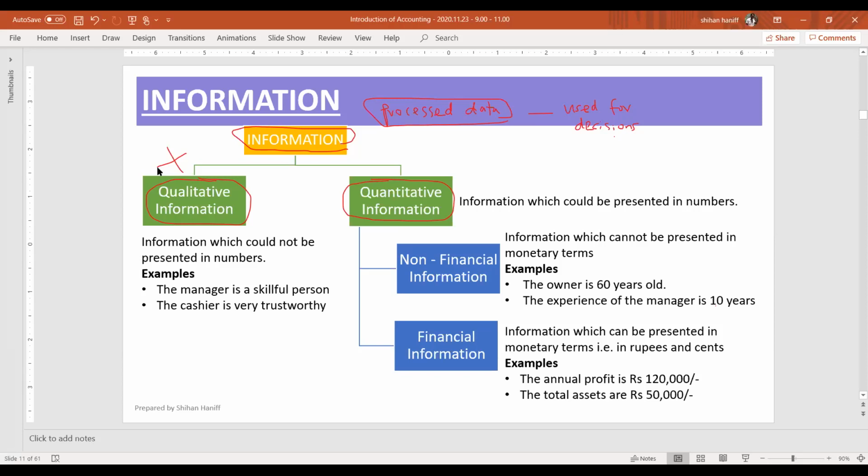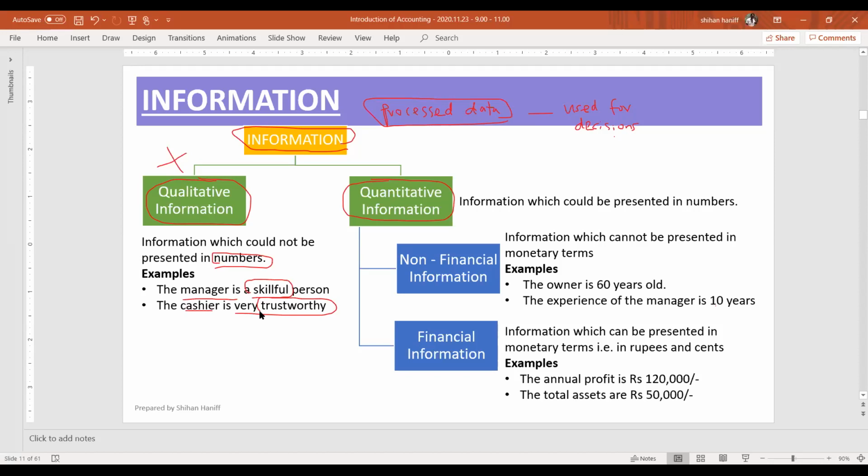So what is meant by this qualitative information? Qualitative means the information cannot be presented in numbers, right? For example, the manager is a skillful person. It is information. In a company, the manager is very skillful. Whatever task we give him, he will do it. It is information. The cashier is a very trustworthy person.